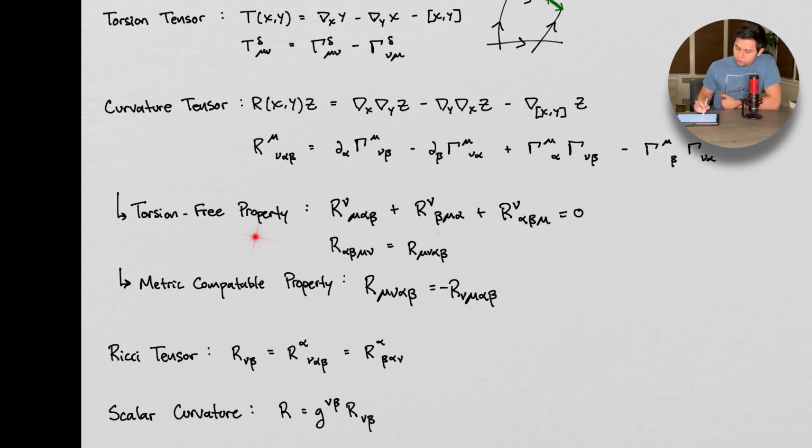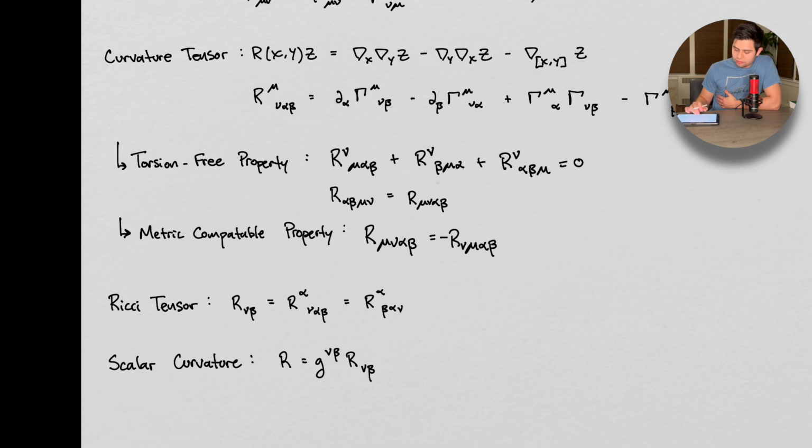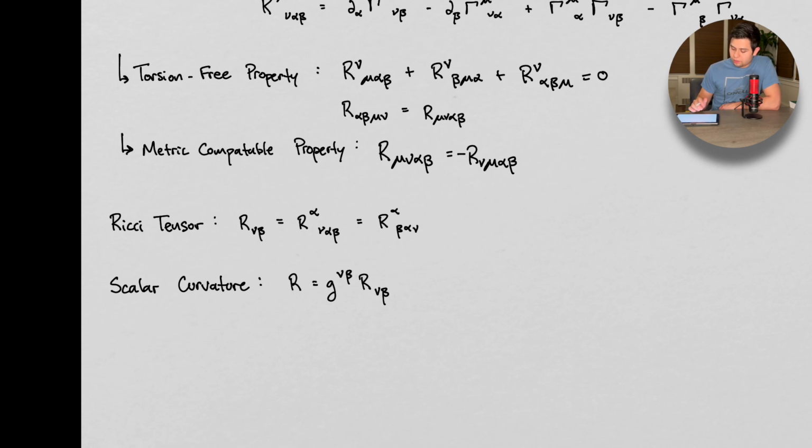And then we went over the torsion-free property. We went over metric compatibility as well. And so everything we've been dealing with has been torsion-free and metric compatible. Then we talked about the Ricci tensor, how to calculate it. The Ricci tensor was a contraction of the Riemann curvature tensor. And then we talked about scalar curvature. This is the Ricci scalar, and that was a contraction of the metric with the Ricci tensor.